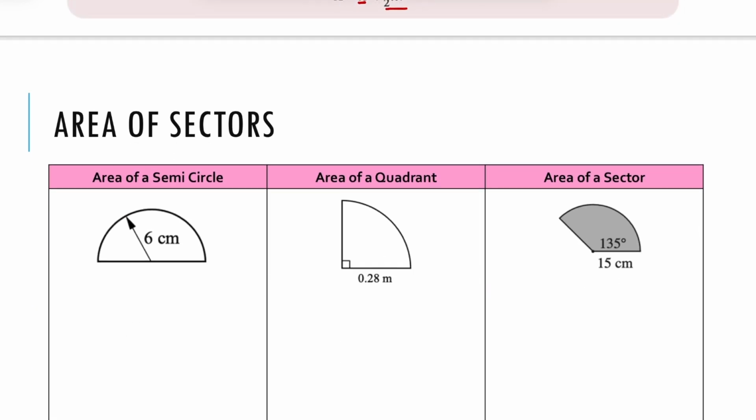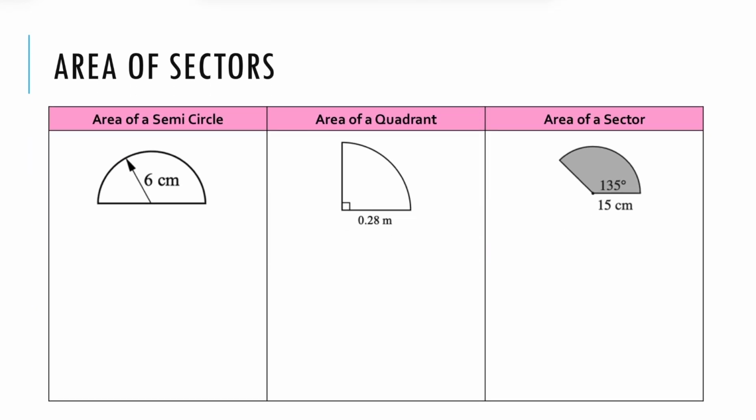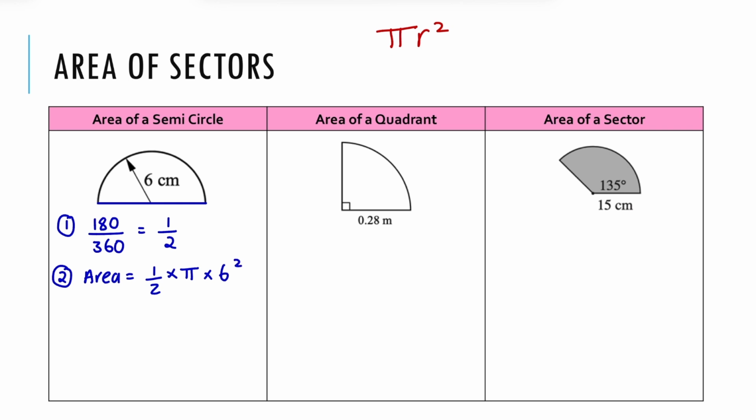So let's look at our first three examples. If I'm looking at the area of a semicircle, there are two ways to think about it. Notice that a straight line is 180 degrees. So here I can write my fraction as 180 over 360, which can be simplified as a half. So find the fraction, and then your second step is to find the area, which is the fraction multiplied by the area of a circle, pi r squared. So I'm going to do 1/2 times pi times the radius, which is 6, all squared.